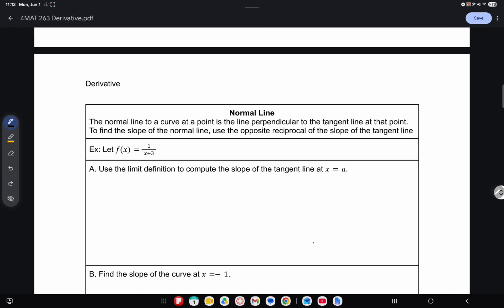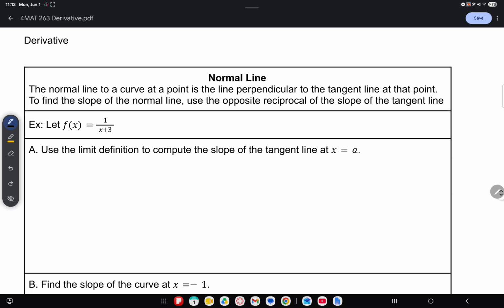All right, there's something called the normal line. This is perpendicular to the tangent line at that point. So once we find the slope, remember perpendicular, we can find the opposite reciprocal for the slope.